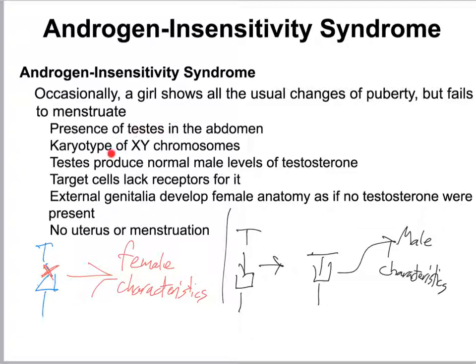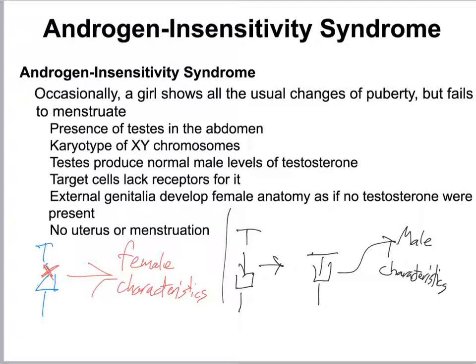Their karyotype, meaning if you take a look at their chromosomes, is XY. And they're going to test for high levels of testosterone, often very high levels of testosterone. But it doesn't matter because their cells can't detect it. This is called Androgen-Insensitivity Syndrome, as testosterone is an androgen and you're insensitive to it.